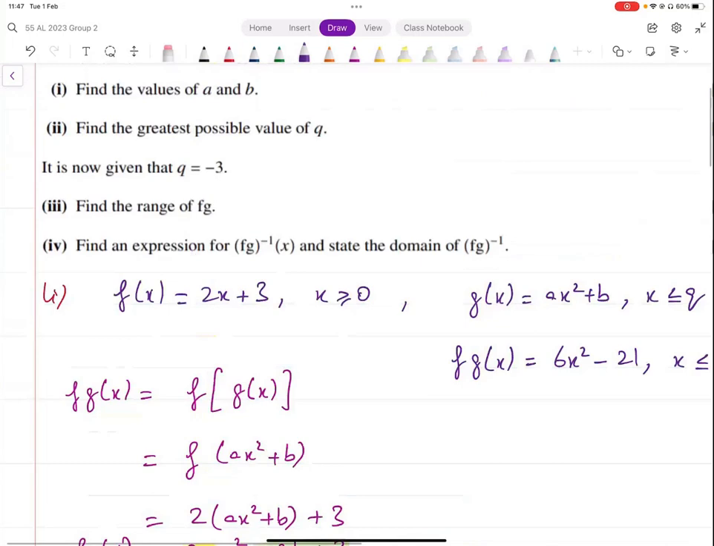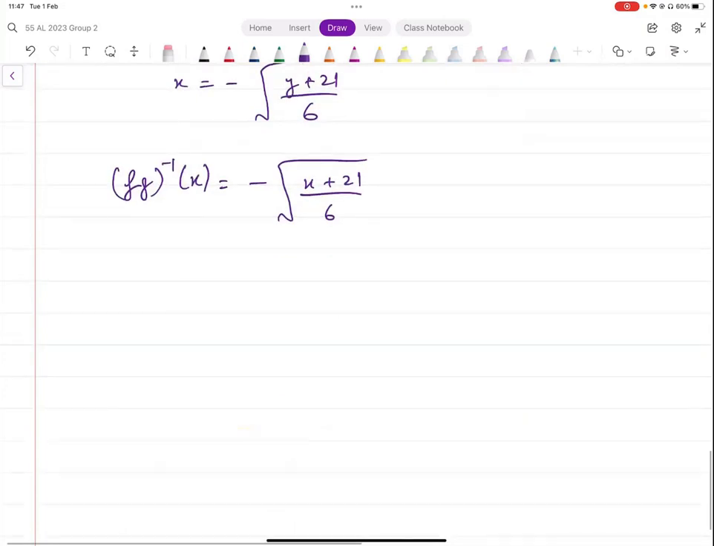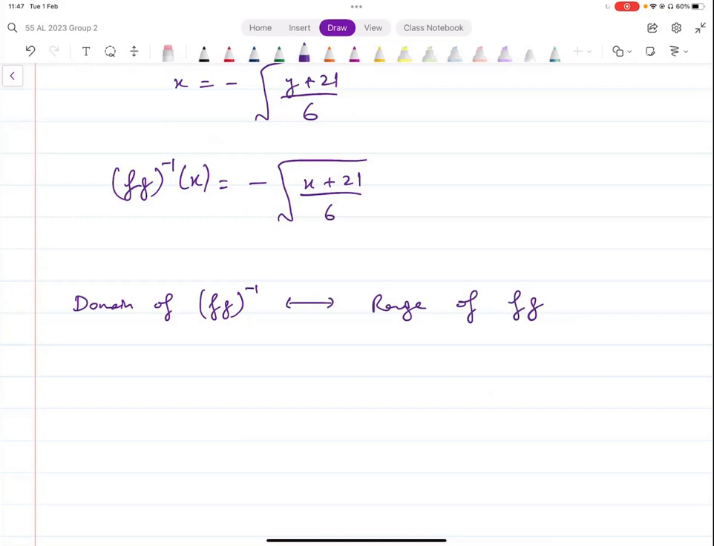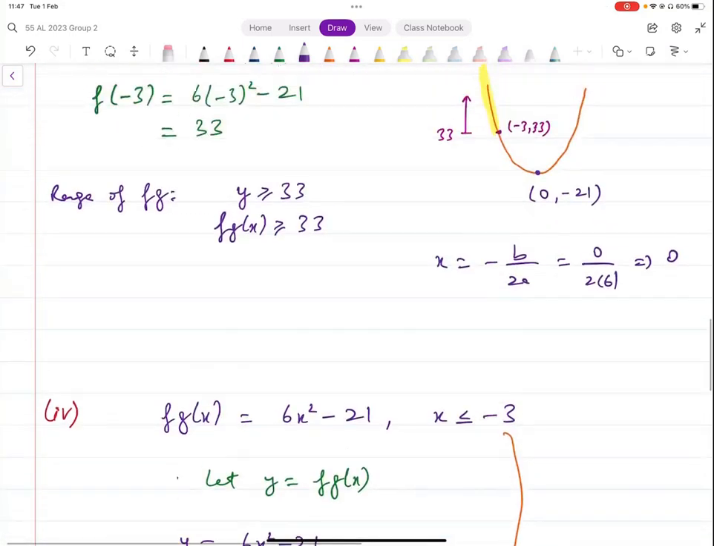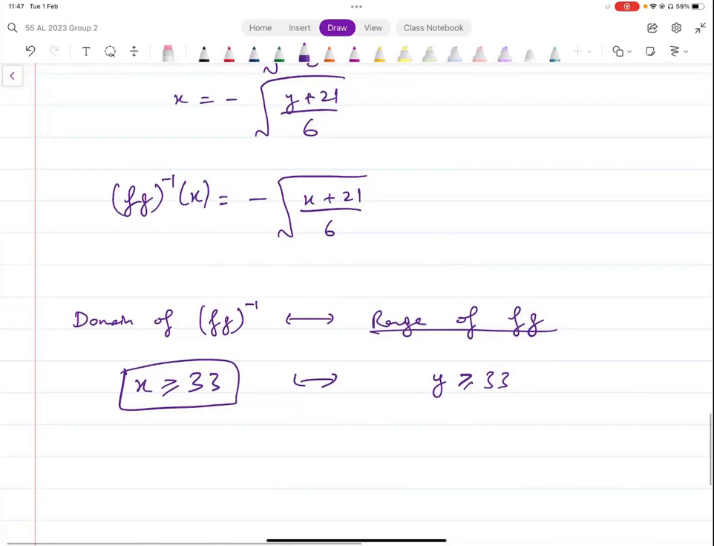It also says state the domain of fg inverse. What's the domain of fg inverse? We found that in the previous part. The domain of fg inverse is actually the same as the range of fg. The range of fg was found in the previous part. That was greater than or equal to 33. So since this was y greater than or equal to 33, the domain is also greater than or equal to 33. That's where it comes from. That's the domain of this function.